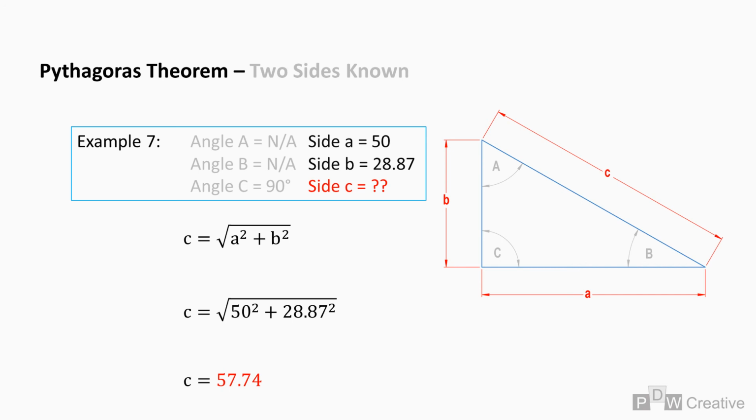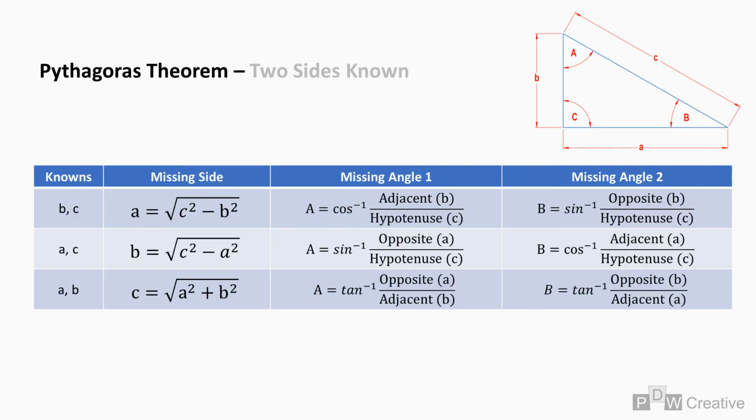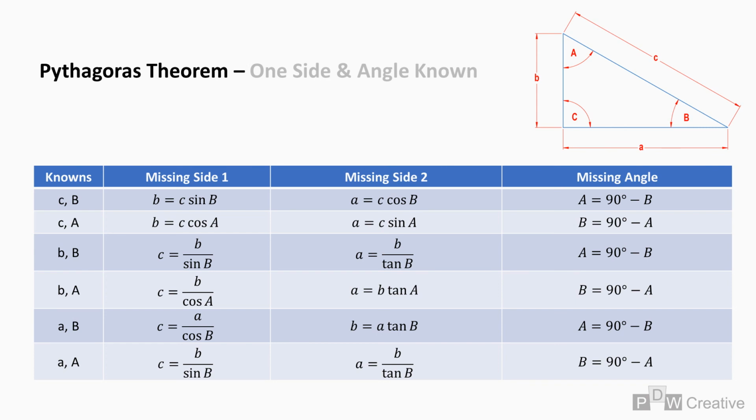To summarise, when any two sides are known, there are two missing angles and one side. The table shows a breakdown of the basic equations for each variable. When any one angle and side is known, there are two missing sides and one angle. This table shows a summary of the basic equations for each variable.